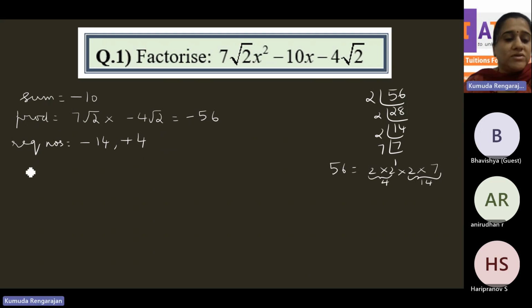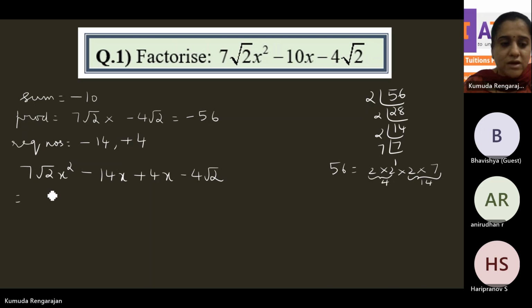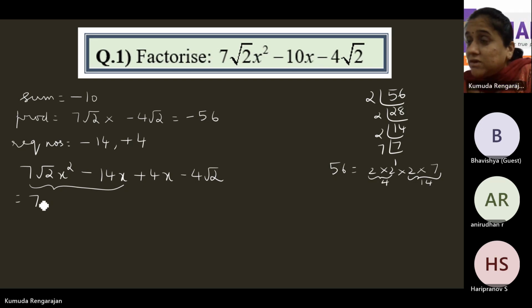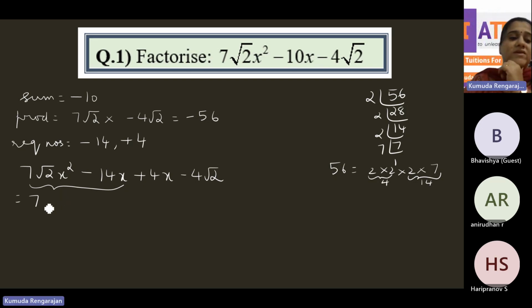So what's the next step? 7 root 2 x squared minus 14x plus 4x minus 4 root 2. Next, what's common? 7 root 2 x is common.